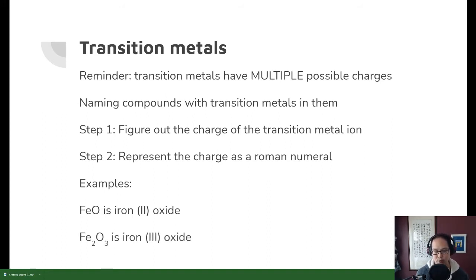Fe2O3 is going to be iron 3 oxide because oxygen, again, is still -2. -2 times 3 gives me -6 total. These two irons need to add up to +6, so they have to be +3 each. +3 times 2 is +6. Oxygen is -2 times 3, which is -6. +6 and -6 is a net charge of 0.